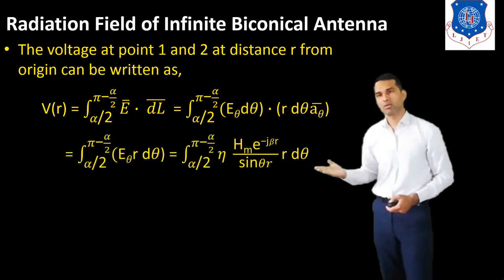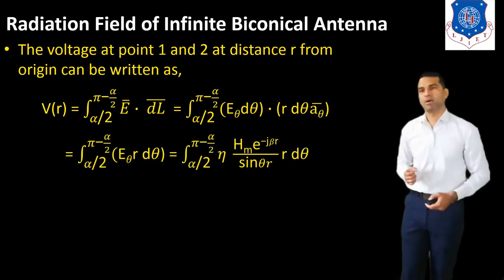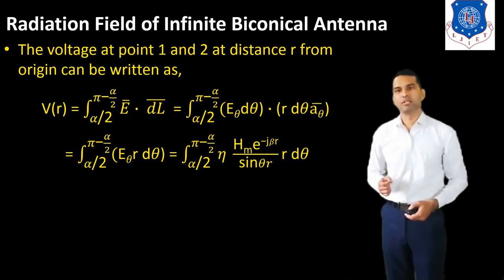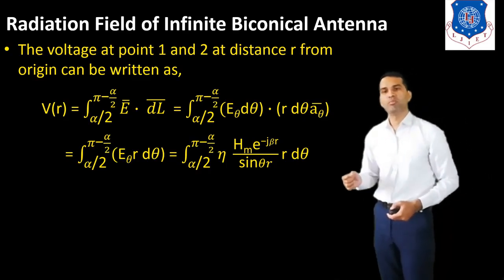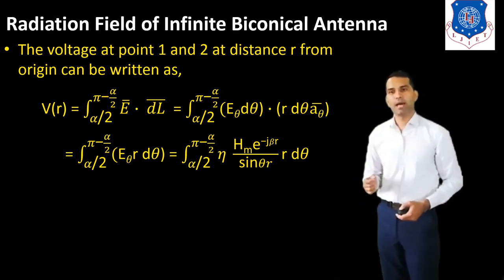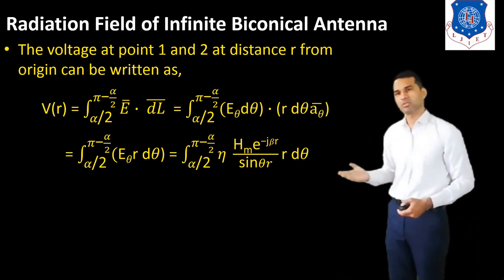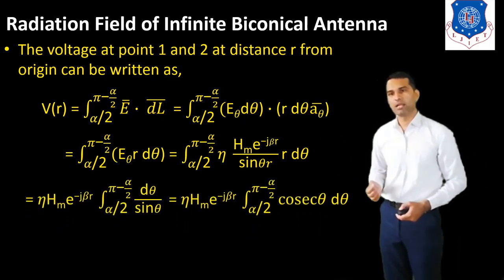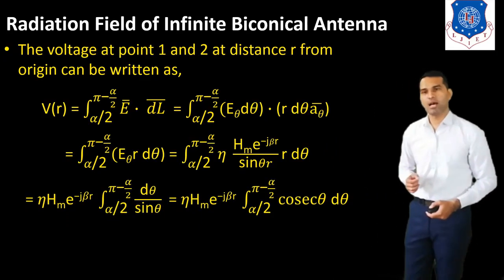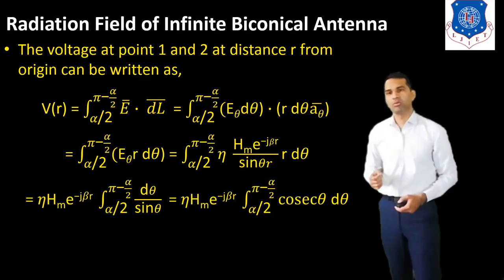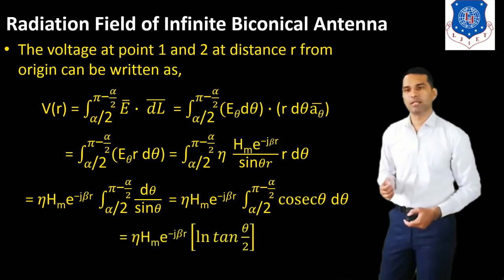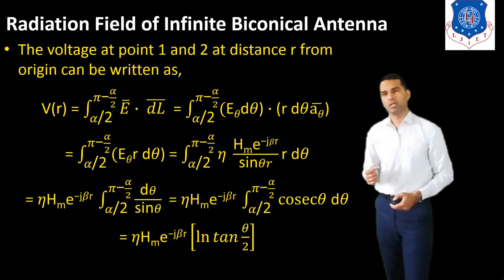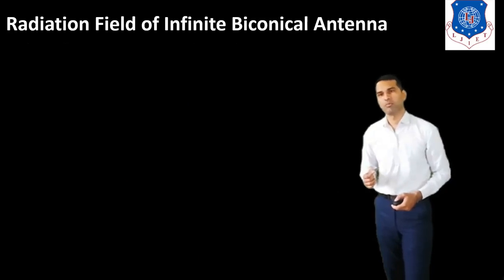When we simplify, we can also write this equation as the integration from alpha by 2 to pi minus alpha by 2 of E theta r d theta, which equals the integration from alpha by 2 to pi minus alpha by 2 of eta Hm e raised to minus j beta r upon sin theta r d theta. When we solve this equation, we get eta Hm e raised to minus j beta r times the integration of cosec theta d theta, and finally we get eta Hm e raised to minus j beta r ln tan theta by 2.